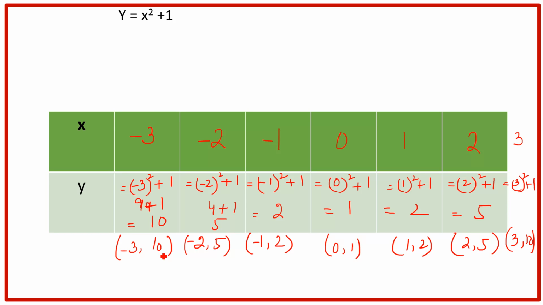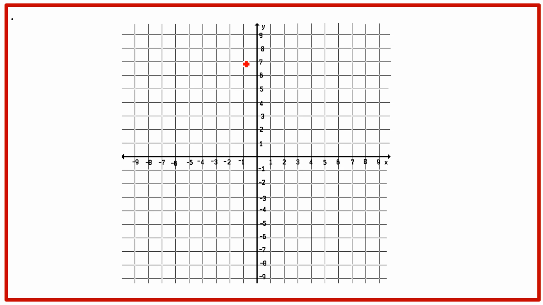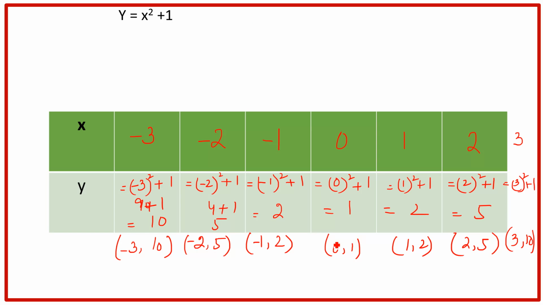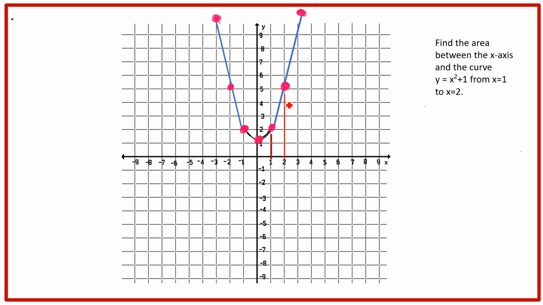So first is (-3, 10). When x is -3, it is 10, so 10 will be here. This is our point. Second is (-2, 5). When x is -2, y is 5, so we will get a point here. Third is (-1, 2). When x is -1, y is 2, and we will get this point here. Right. And you have to complete all of these one by one: (0, 1), then (1, 2), and so on, as I did here already. When we join these, you will see this is the curve.